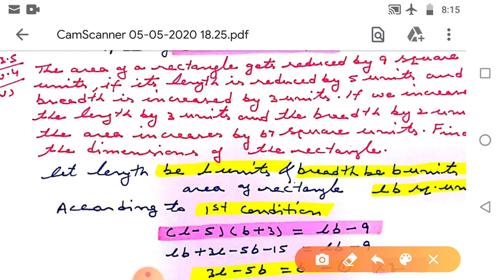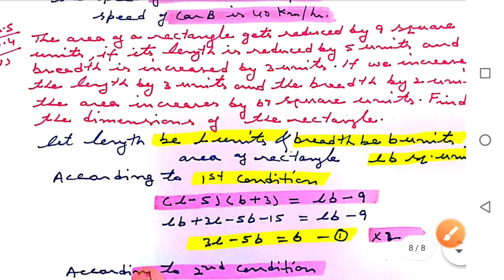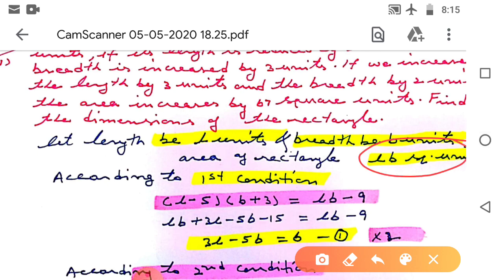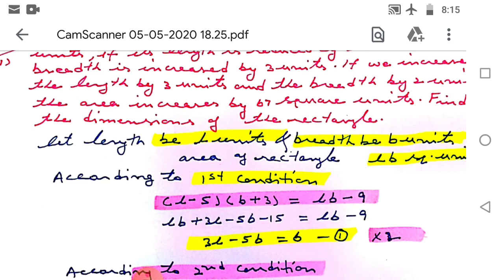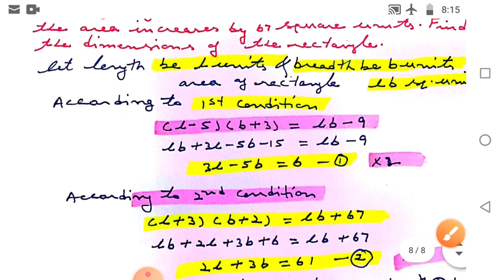So look, let the length be L units and the breadth of that rectangle be B units. So what about the area? The area of this rectangle is L into B, so the area is LB square units. When the length is L and breadth is B, the area is LB. Is it clear? Now come to the first condition.